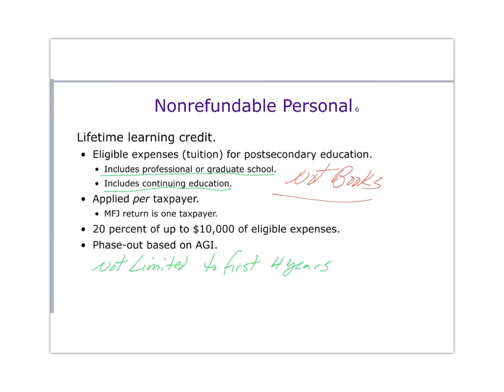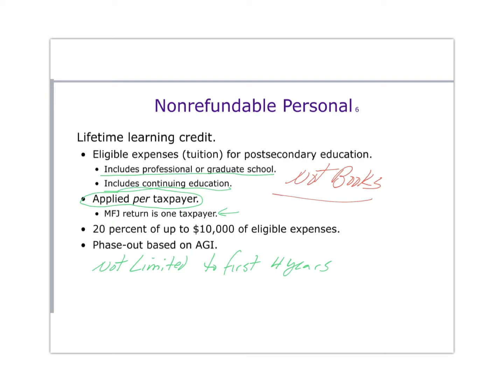Again, another huge difference. This is applied per taxpayer, and if you're married filing jointly, your return is considered one taxpayer. So in this situation, my same 3 kids, if they are all in college at the same time and they all qualify for the lifetime learning credit, they cannot all take the lifetime learning credit. I only get 1 lifetime learning credit for my married filing jointly tax return.